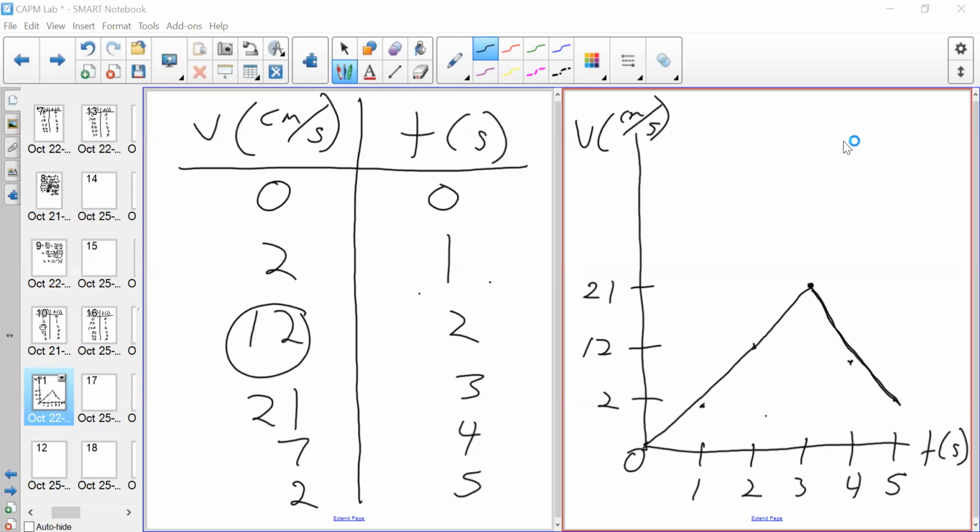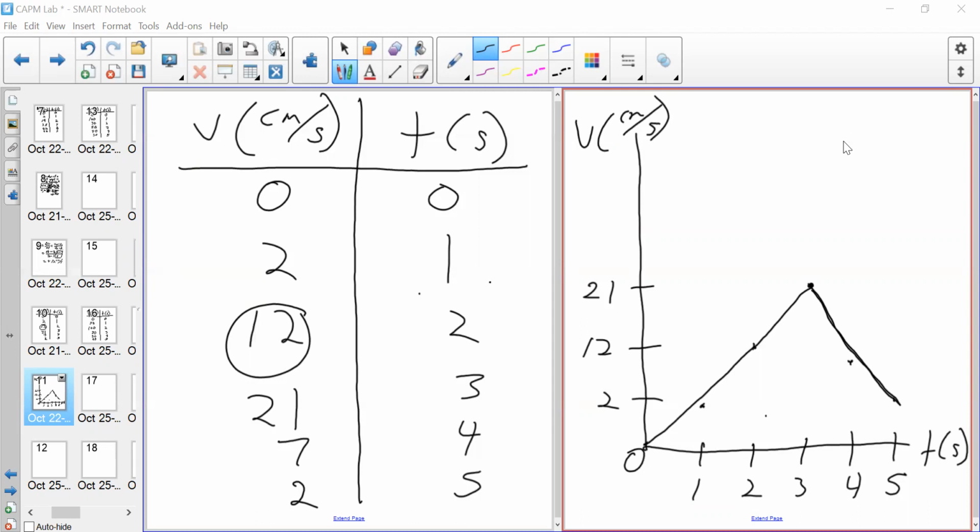So what you want to do with your data is look at the same thing, look at where the data is trending. You want to plot all the points to the highest velocity that you have. So in my case, the highest velocity is 21 centimeters per second at 3. So, just to keep it simple, just plot your points, just like you would in algebra.